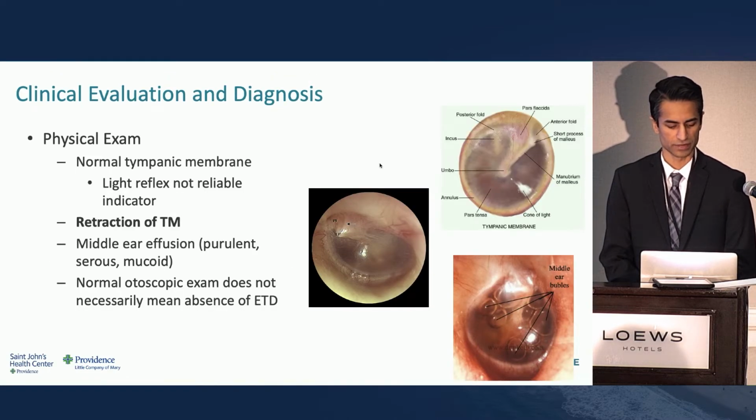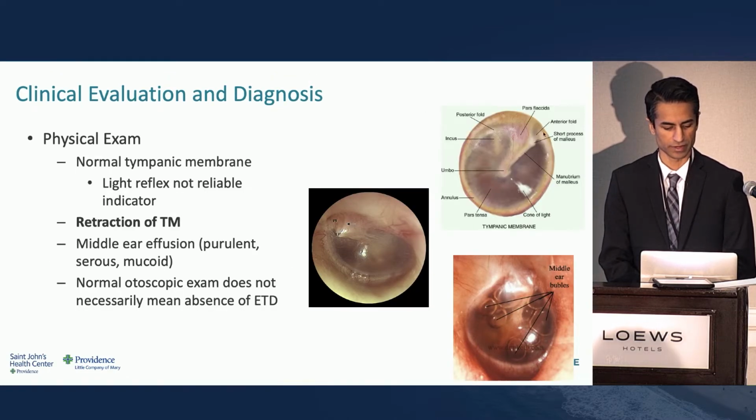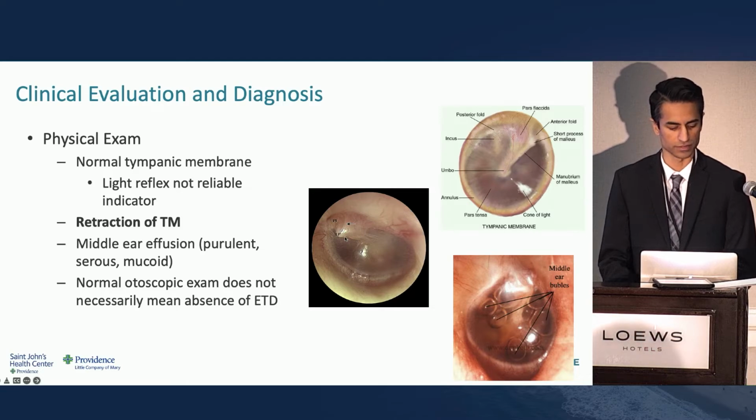So on physical examination, this is a normal tympanic membrane. You have the malleus here that you can see, but in eustachian tube dysfunction, sometimes what you'll see is a retraction of the tympanic membrane, where the tympanic membrane is kind of sunken inward, and sometimes you'll see the short process of the malleus kind of bulging forward. That can be an indication of eustachian tube dysfunction.